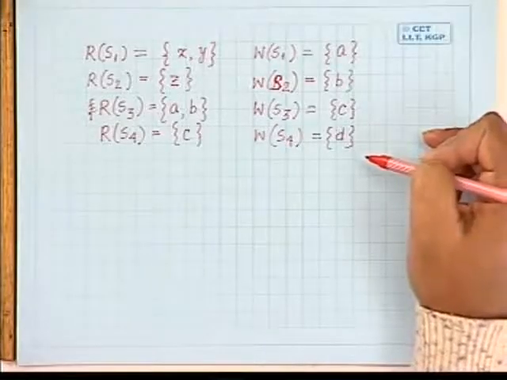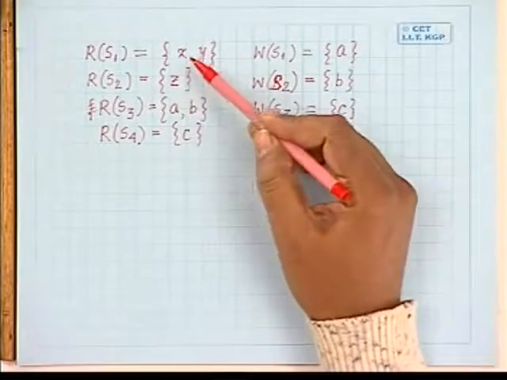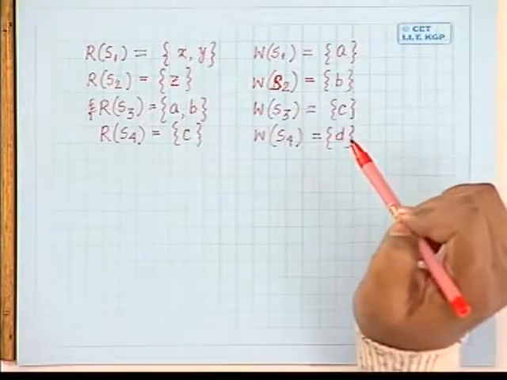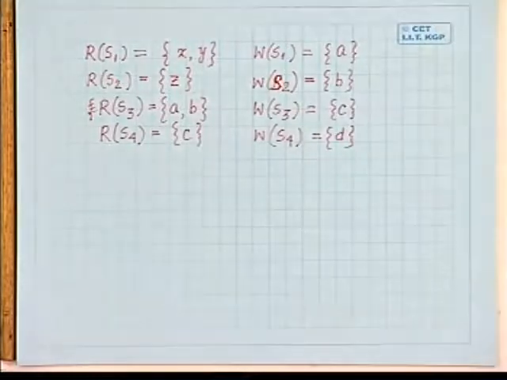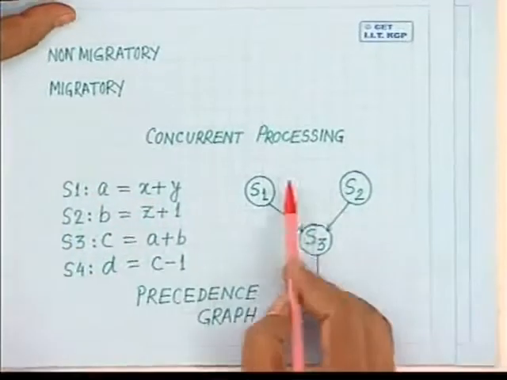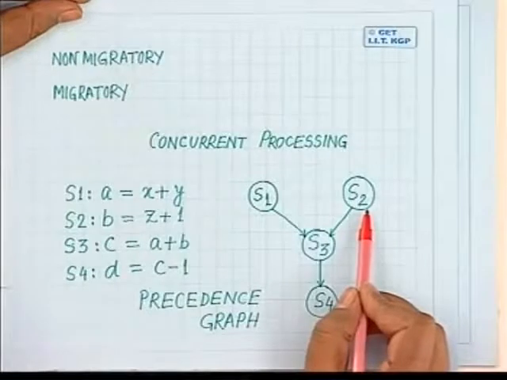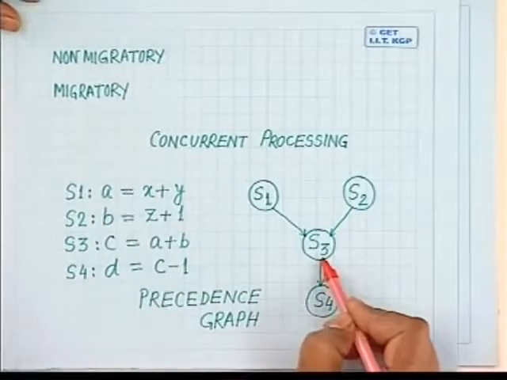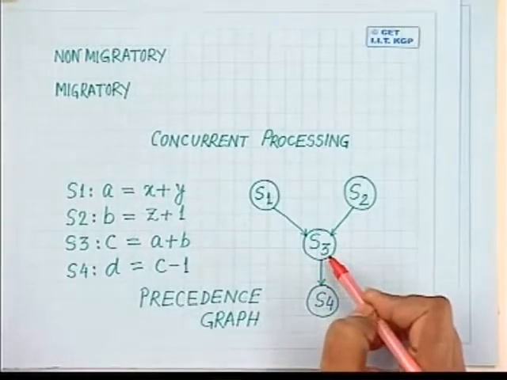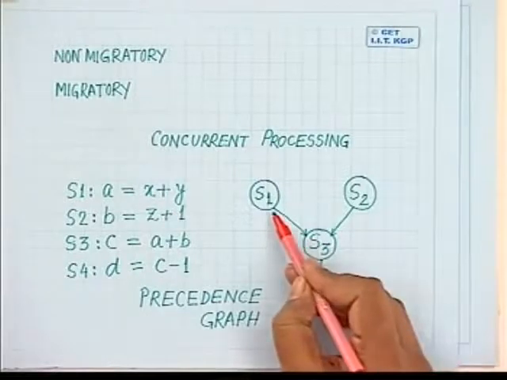Now you can find out the precedence relation by studying this read set and write set. So in this example, we have said that we can execute S1 and S2 in parallel, concurrently, but S3 cannot be executed concurrently neither with S1 nor with S2.